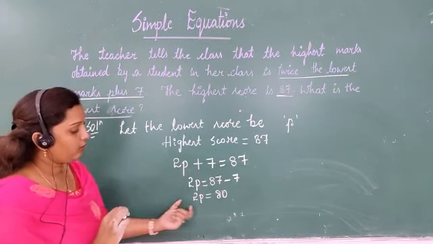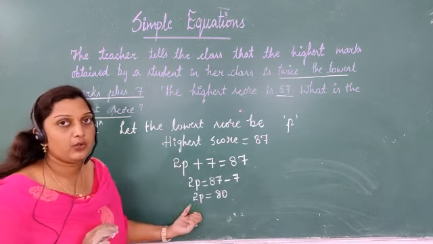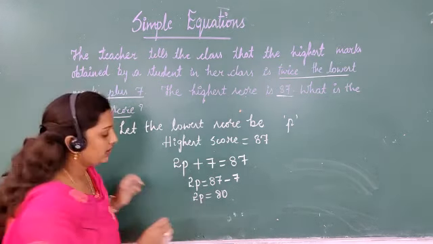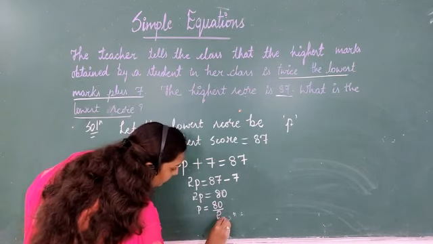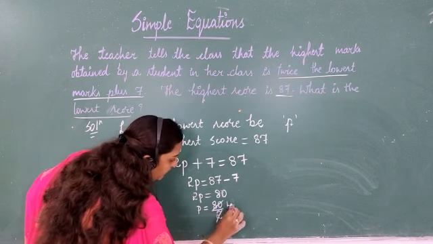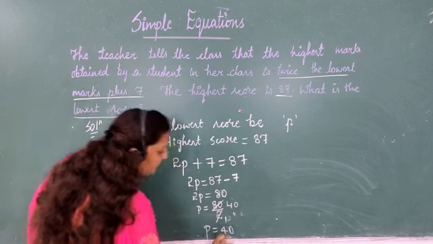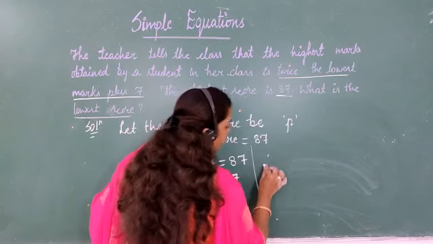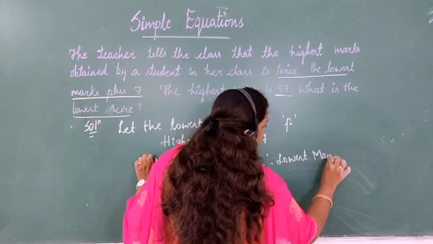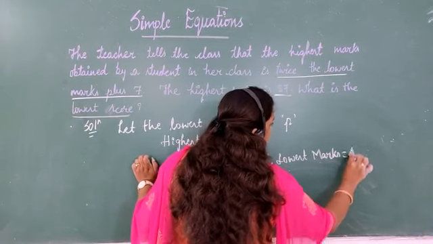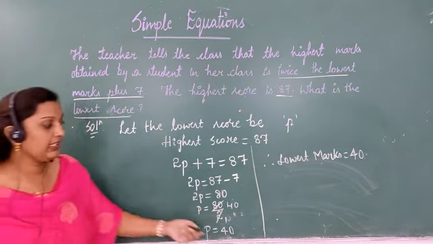Next you want only the variable p, you don't want the 2, right? So 2 into p is there. If it goes to the right side, it will become divided, right? So p is equals to 80 divided by 2. So 2 ones are 2, 2 fours are 8. So p is equals to how much? 40. P means what? Lowest marks. Therefore, the lowest marks scored is 40. So you can conclude your answer. The lowest score is 40.